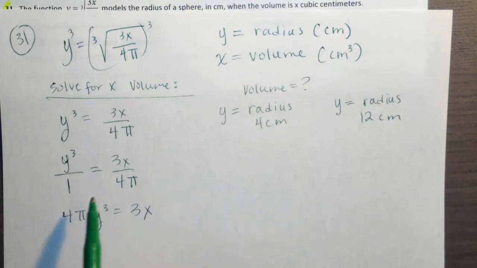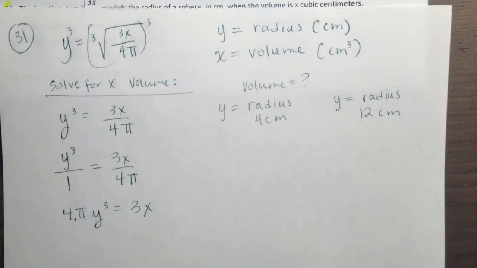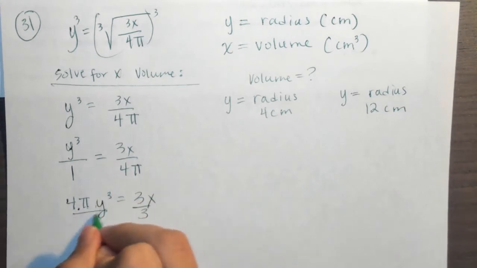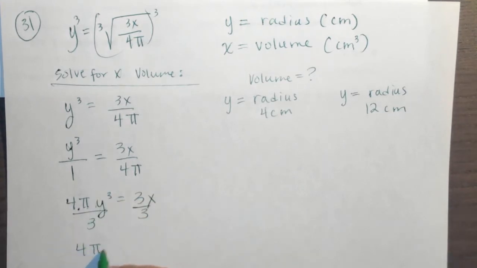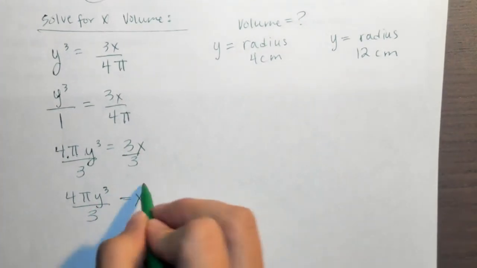And it's always good, 4 and pi are constants. They're numbers, so it's always good to have your number first and then your variable. And then I want to solve for x, so I'm going to divide by 3. So I get 4 pi y cubed over 3 equals your x. This is your volume equation.